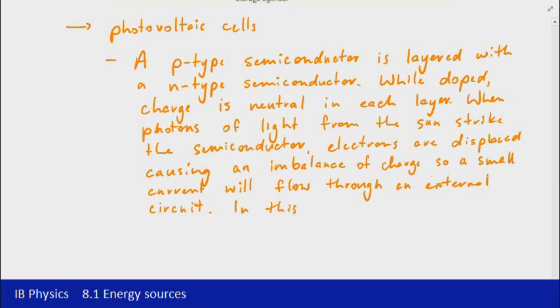So that's one of the key differences between the two systems. Here we're seeing solar energy being converted into electrical energy, whereas in solar heating panels, it's basically solar energy being converted to internal energy.